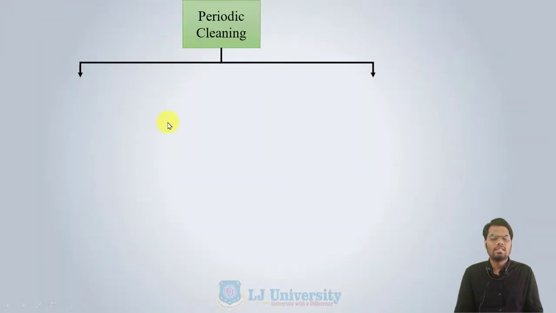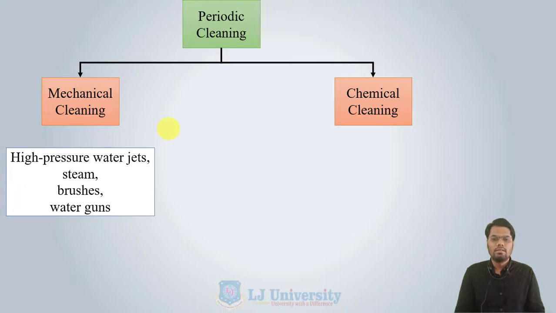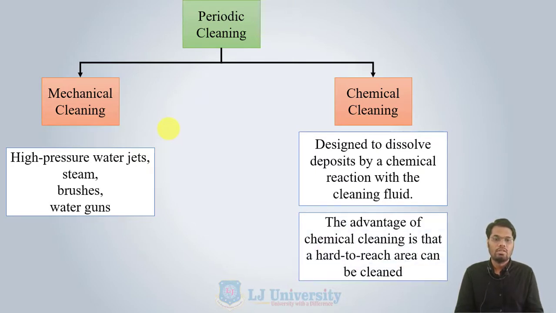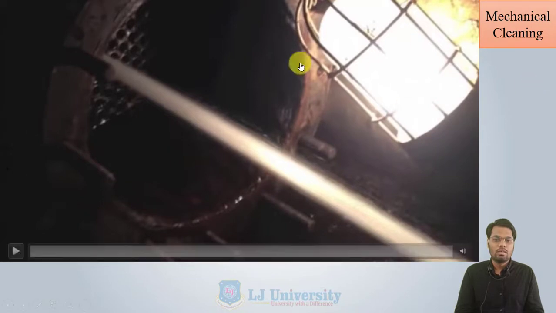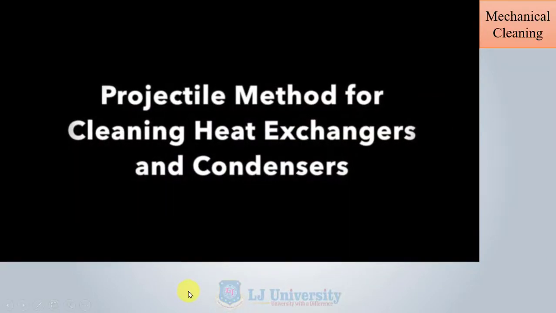Now let's discuss periodic cleaning. Periodic cleaning is further classified into mechanical cleaning as well as chemical cleaning. In mechanical cleaning, there is a use of high pressure water jets, steam, brushes and water guns. In chemical cleaning, there is a use of chemicals that dissolve deposits by chemical reaction with the cleaning fluids. The advantage of chemical cleaning is that it cleans hard to reach areas. So how mechanical cleaning works, let's see this video to understand. This is a video of a high pressure water jet used for cleaning purpose.